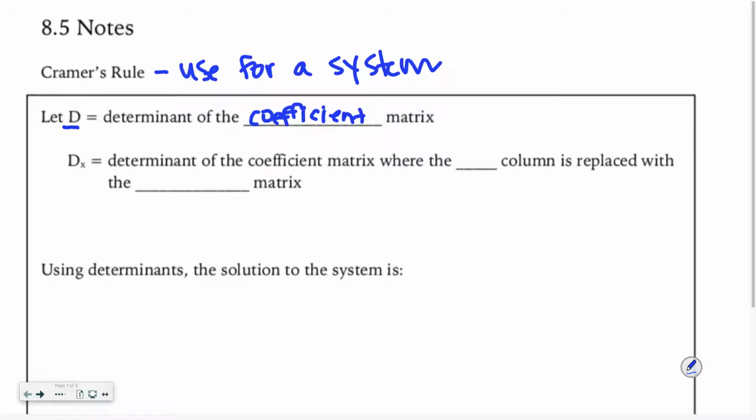Right now I'm going to talk about d sub x. What variable do you think this is going to help us find? X. We'll also find d sub y, which will help us find y, etc. But if I'm looking at d sub x, then we take our coefficient matrix, but the x column we replace with the constants.